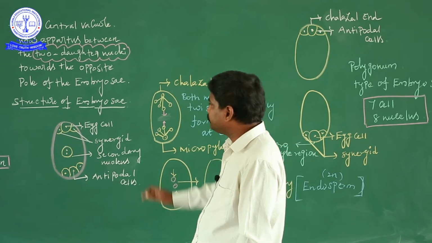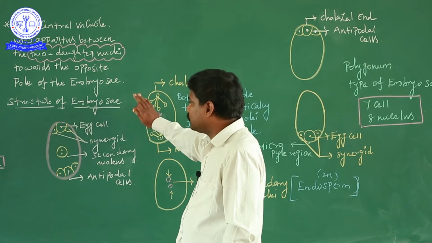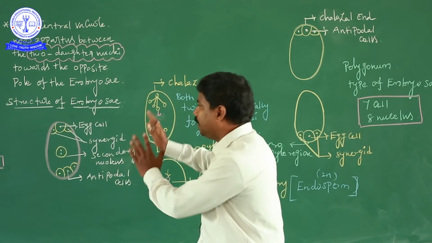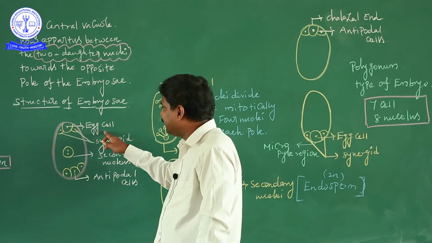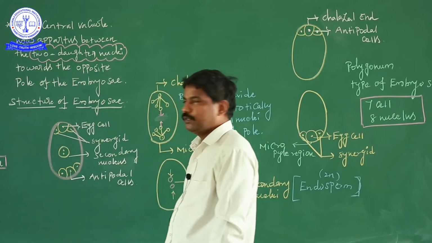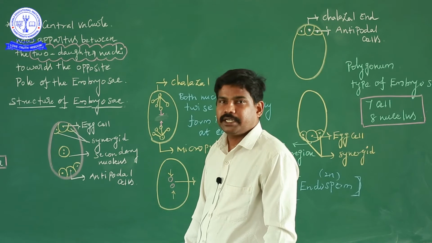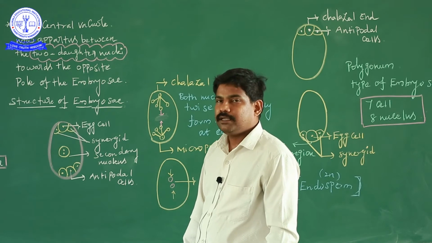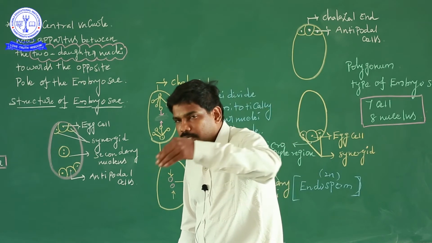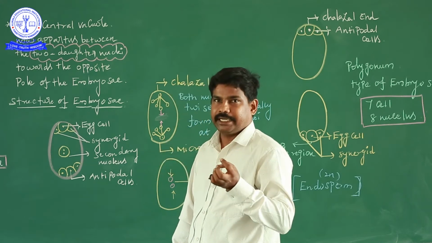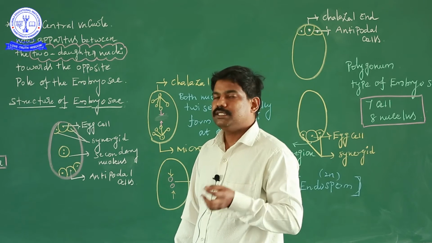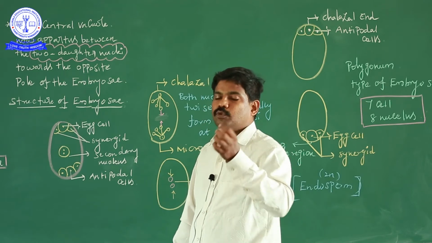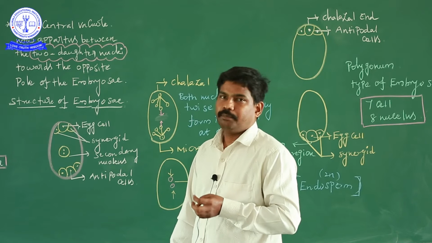First, the structure of the embryo sac. What is present in the embryo sac? First of all the egg cell and then 2 synergids. What is the main function of the synergids? We have already seen that the pollen tube enters and is absorbed by the synergid. That movement is called chemotropic movement. The very important substance for chemotropic movement is calcium pectate.